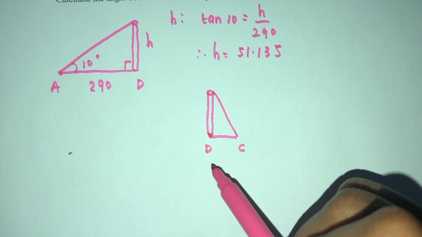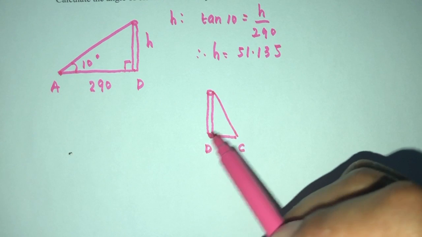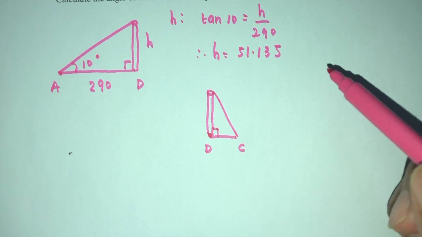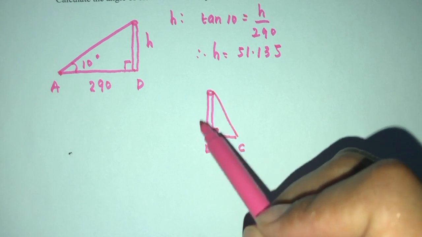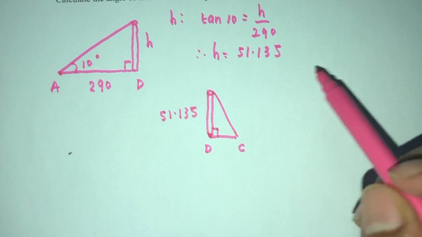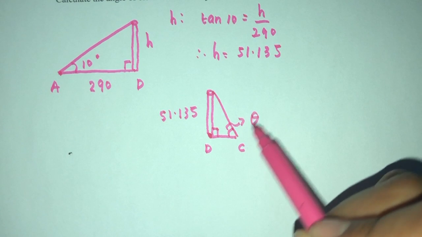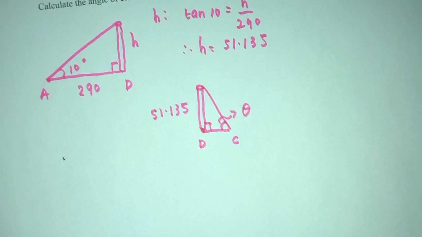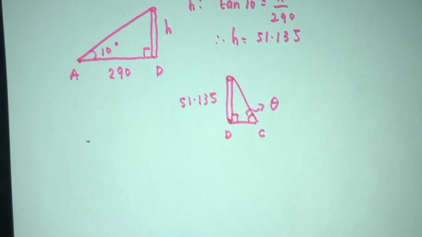And what else do we need to know? This is the angle 90, right? And we have the length of the pole, right? This is 51.135. Now again, we want to find the angle over here. Let's call this theta. So we want to find this angle theta. So how can you find this? Again, we realize that we have only one side that we know right now. We need also to find DC.